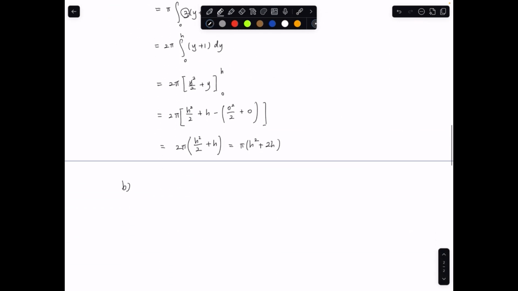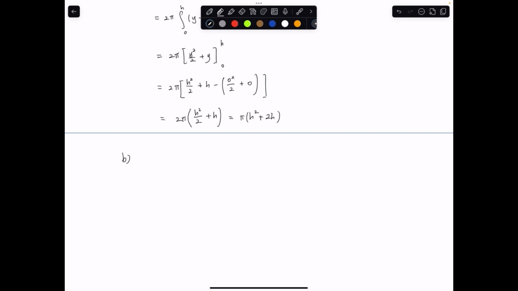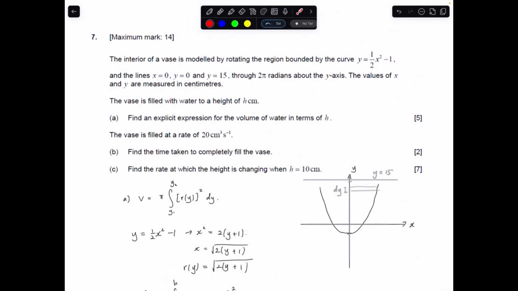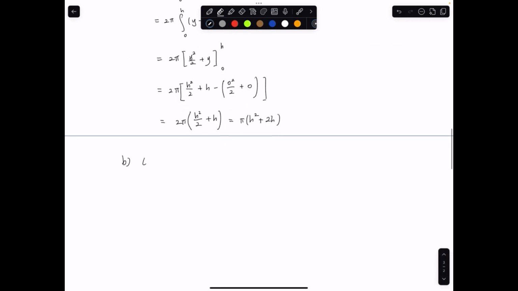Well, first we have to find the total volume, right? And so you can see that the y is 15. So it goes from y equals 0 to y equals 15. So our height is 15 centimeters, right? So we should find the total volume first, because the time taken is the total volume divided by the rate of filling, right? How long does it take to fill a given total volume?